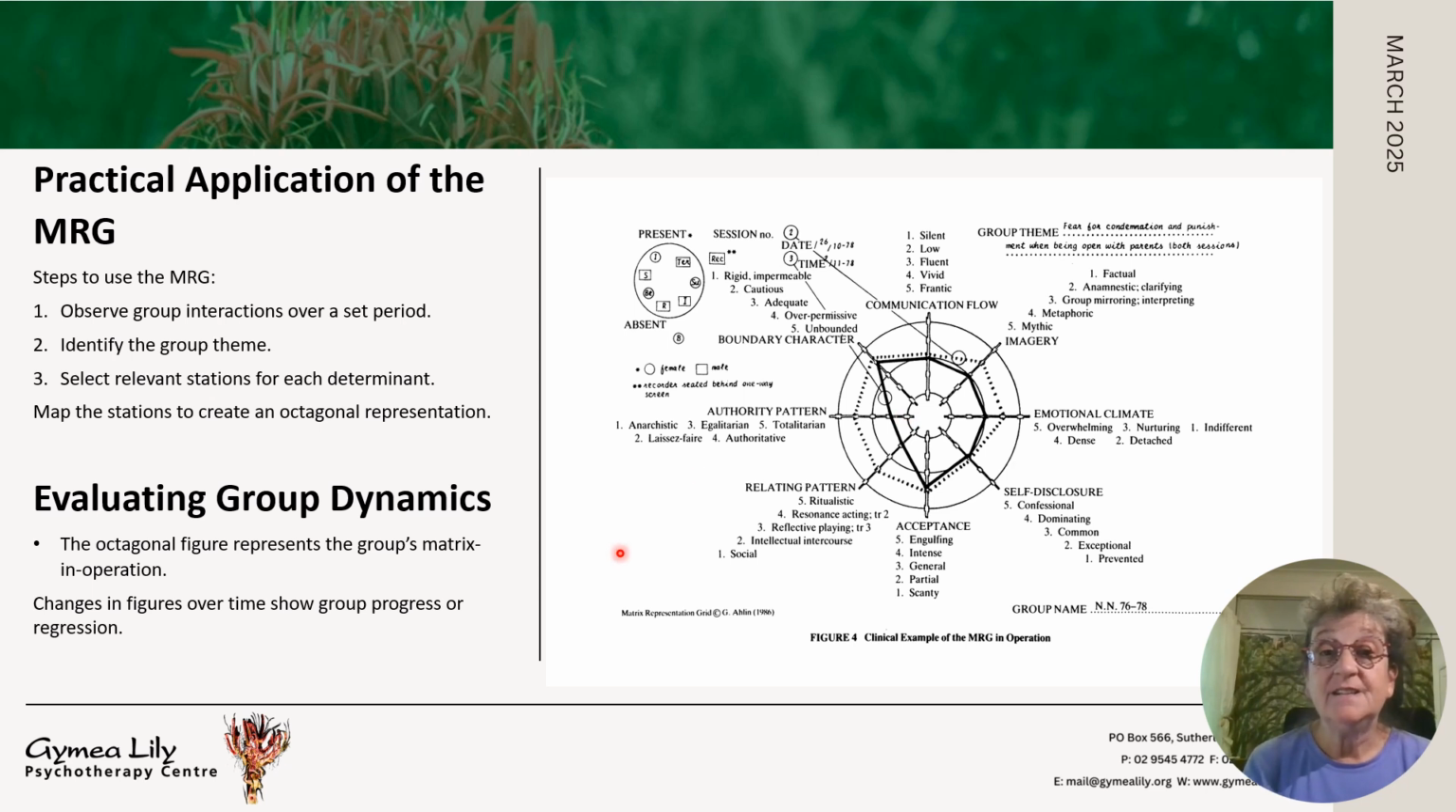While a week later, with the dotted line, it had moved to laissez-faire, which is here. So that is better. That's progress on some level. Then, once you've mapped the station on each of the 8 determinants, you draw your octagon figure or circle. You link them and it becomes this octagonal graphic figure, which represents the actual matrix in operation. So it brings it visually.